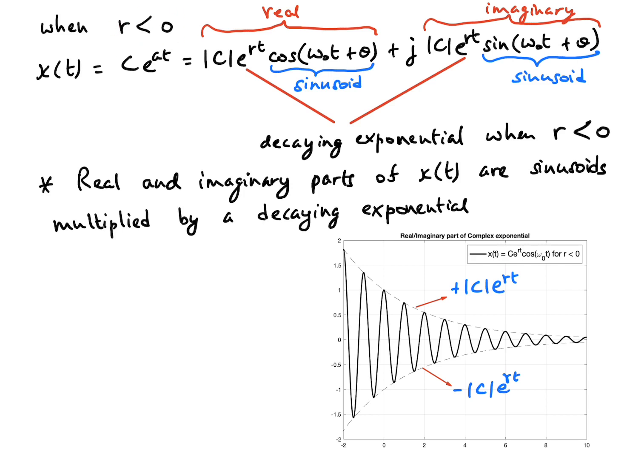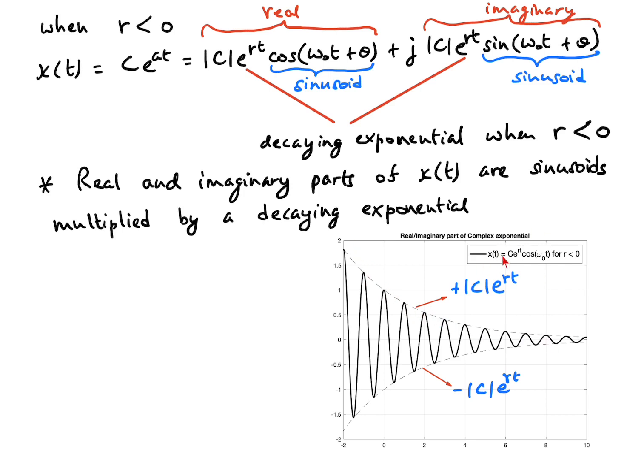So with r less than 0, the real and imaginary parts of the complex exponential x of t are sinusoids. We have a cosine here and a sine here, both referred to as sinusoids, and they are multiplied with a decaying exponential. That means the overall amplitude of this sine and cosine, as t increases, as we move forward on the time axis, is going to keep on decreasing.